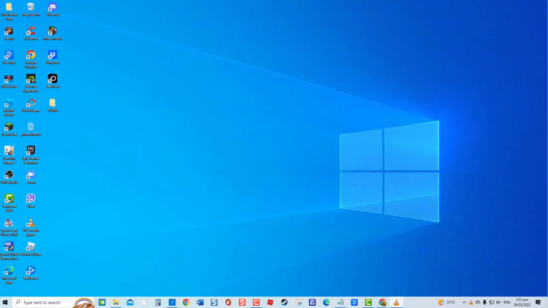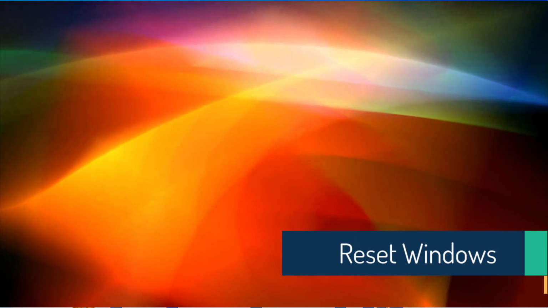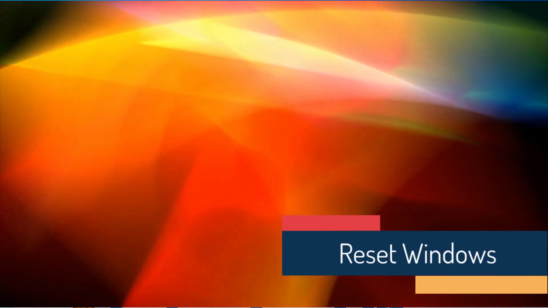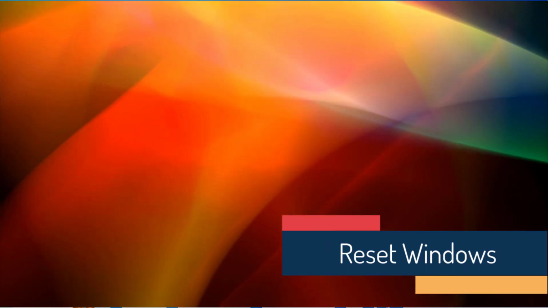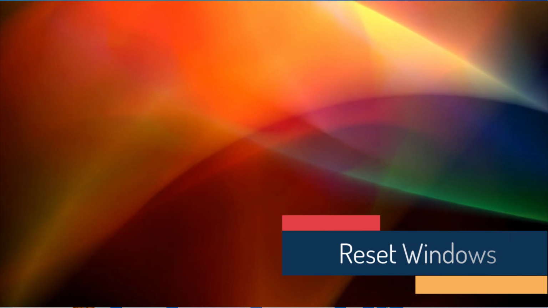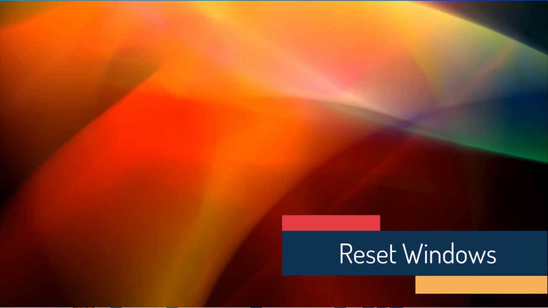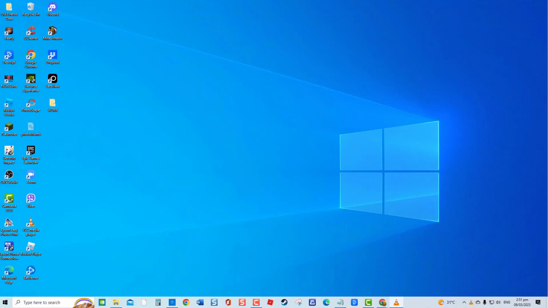Fifth solution, reset Windows. If none of the solutions mentioned fix the blue screen of death issue, you may need to reset Windows. The process returns the computer's operating system to a fresh start. This solution is helpful if you are experiencing software-related issues. After resetting Windows, all the programs that didn't come pre-installed will be removed, and all customized settings will return back to default settings.